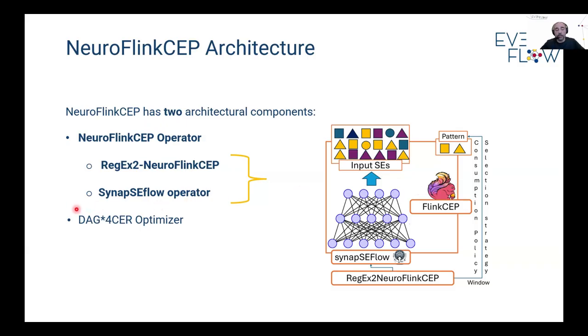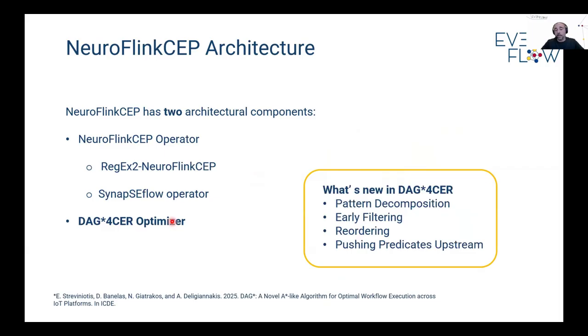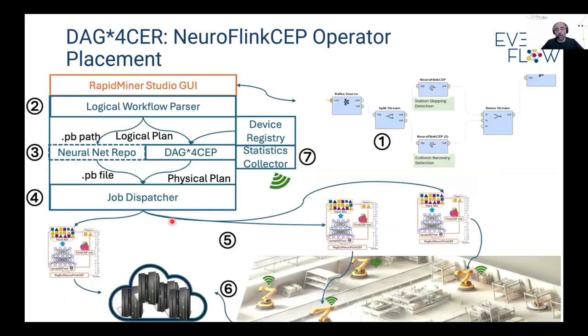On top of that, we have the DAGstar for Share Optimizer, which upon receiving a workflow composed of many neurosymbolic operators, NeuroFlinksep operators, performs assignment of operators to network devices across an IoT platform. So DAGstar for Share does not only choose devices on which NeuroFlinksep operators are executed, but also performs additional share-specific optimizations, including pattern decomposition, early filtering, reordering, and push of predicates upstream to reduce communication.